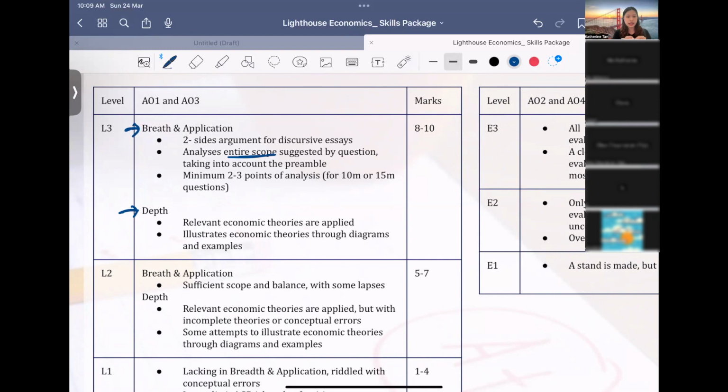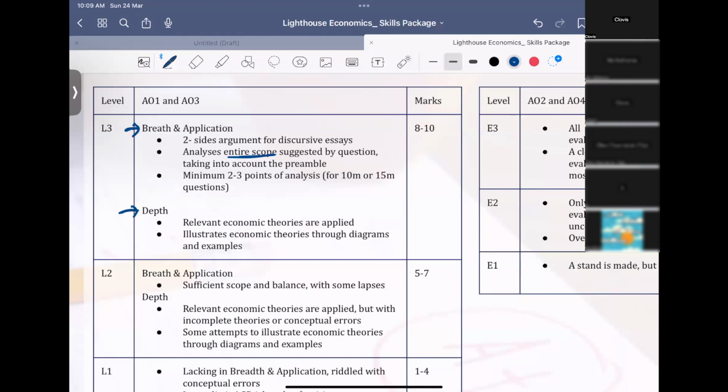So what does entire scope mean? Someone just joined. Okay, yeah. Okay, so what does entire scope mean?